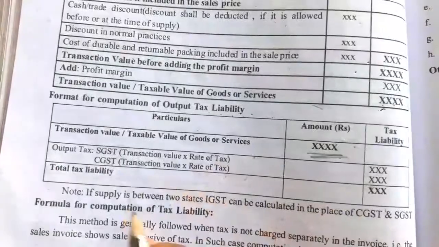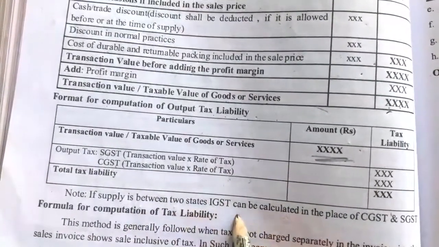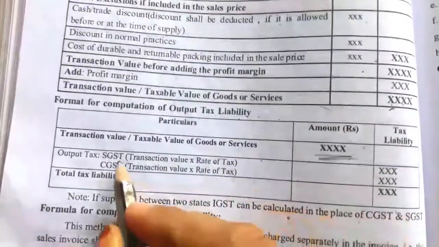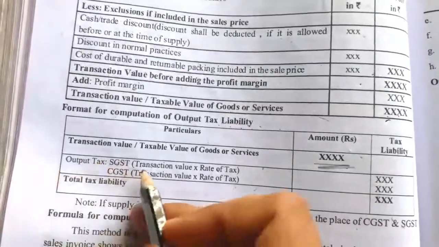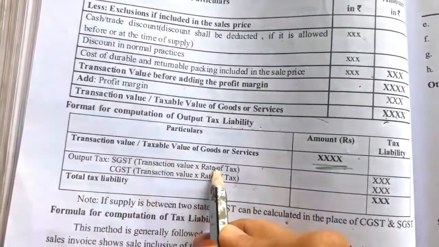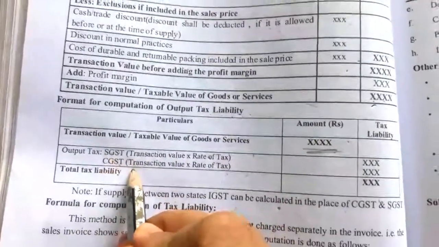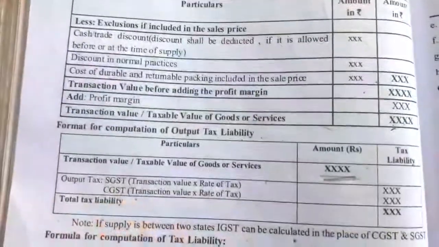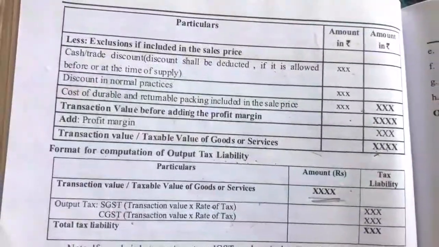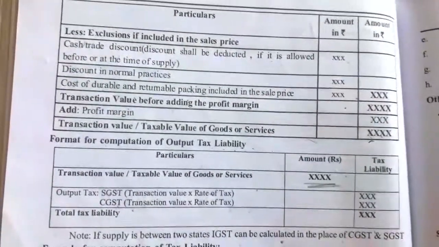So if the supply is between two states, IGST will be calculated in place of CGST and SGST. So here the output tax, we have to take the transaction value into the rate of GST. In place of SGST and CGST we have to take IGST. So that you will clearly understand while calculating the practical illustrations.